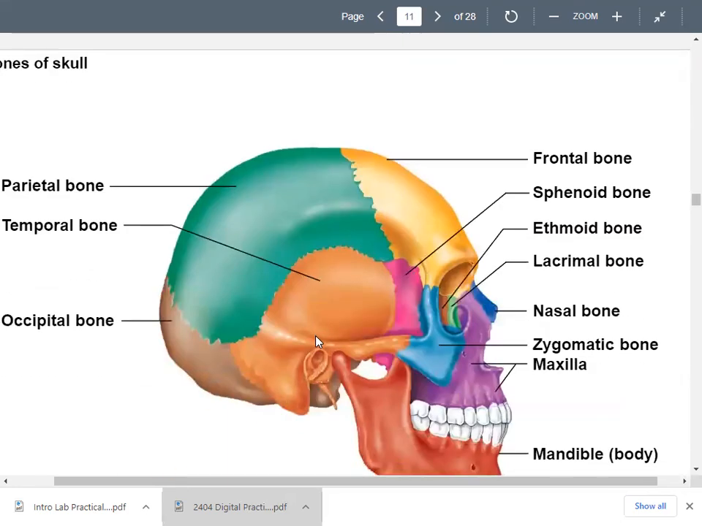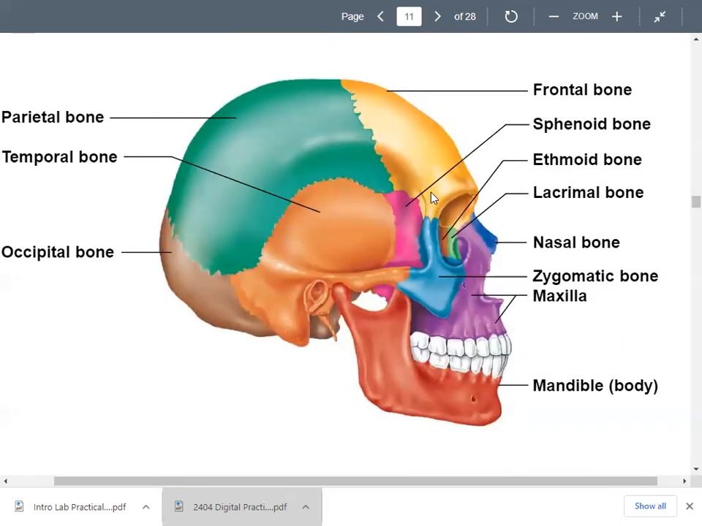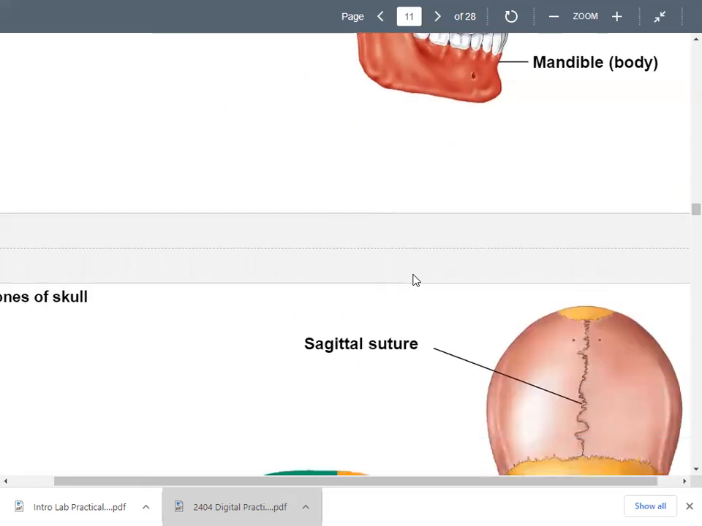All right. Bones of the skull. This bone is the frontal bone. This is the parietal bone, temporal bone, occipital bone, maxilla, mandible, zygomatic. You have the sphenoid, nasal, lacrimal, and ethmoid.